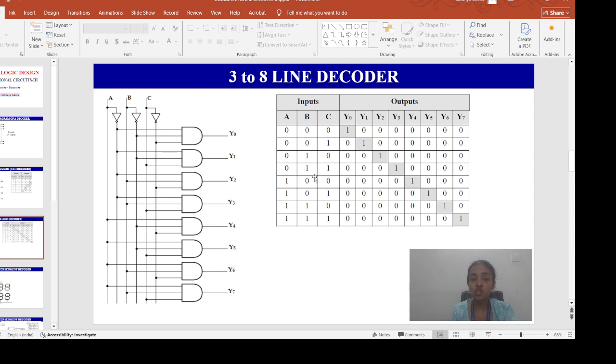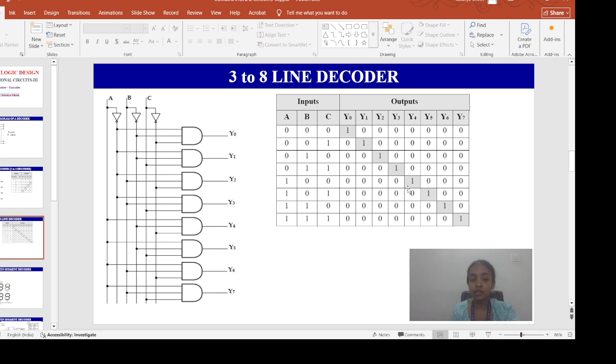This decoder is used for binary to octal conversion. 3 to 8, 8 means octal, right? So the input variables may represent a binary number and the output will represent the 8 digits in the octal number system. The output variables here are mutually exclusive because only one output can be equal to 1 at one time. As you can see here, the output line whose value is equal to 1 represents the min term equivalent of the binary number presently available in the input line.